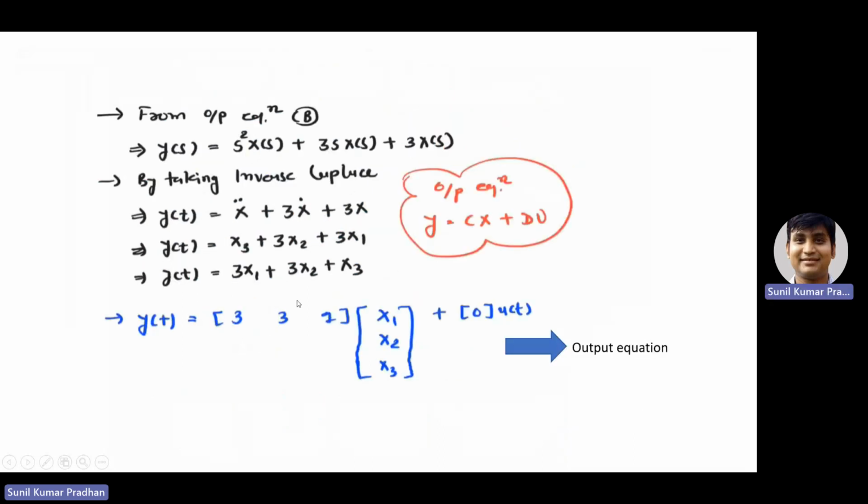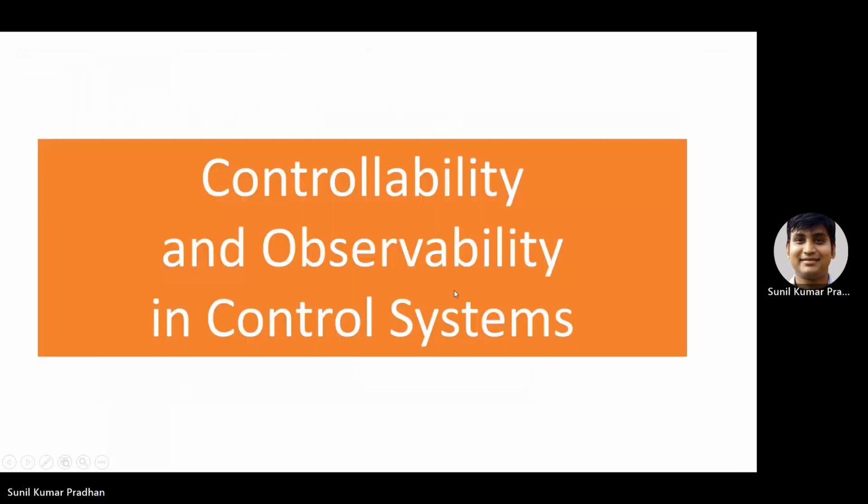Then we'll get y(t) = 3x1 + 3x2 + x3. Now this is your output equation. We have to make sure that our output equation is in the form y = Cx + Du. So this is C and this is D. This is your output equation. Then how to find out the controllability and observability of the control system, that we're going to do in this example.